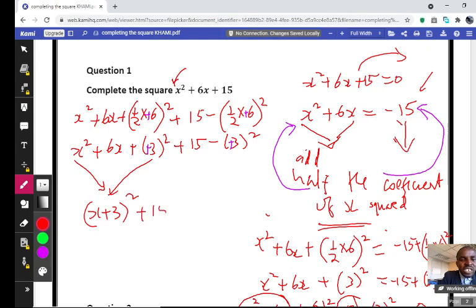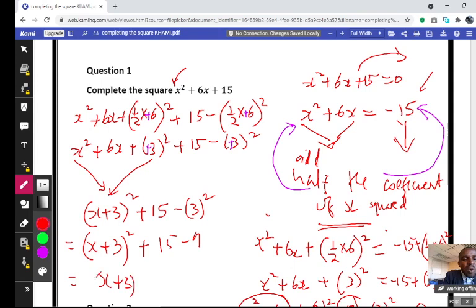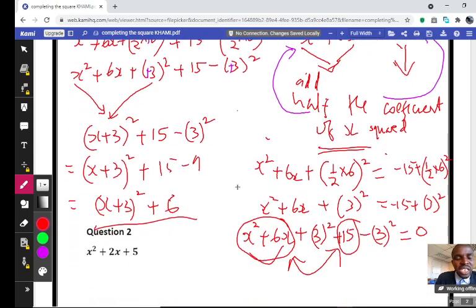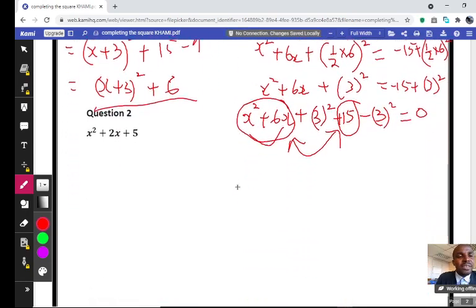Then plus 15 minus 3 squared. It will be equals to x plus 3 squared plus 15 minus 9. It will be x plus 3 squared, then plus 15 minus 9 is actually 6. So this one you have done. So that's how you complete the square. That will be your final answer.